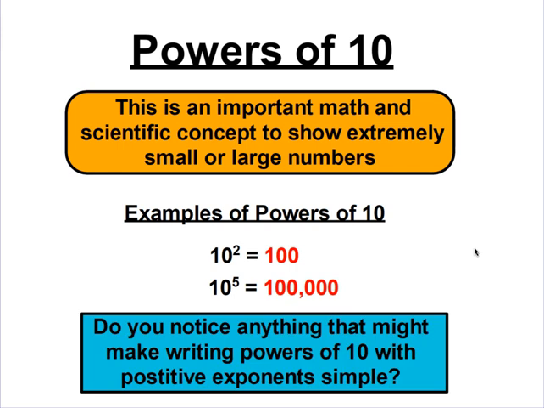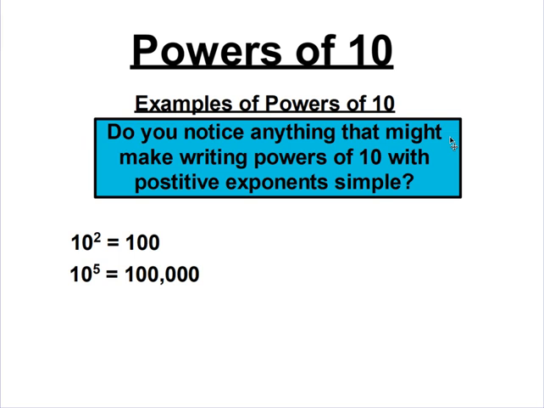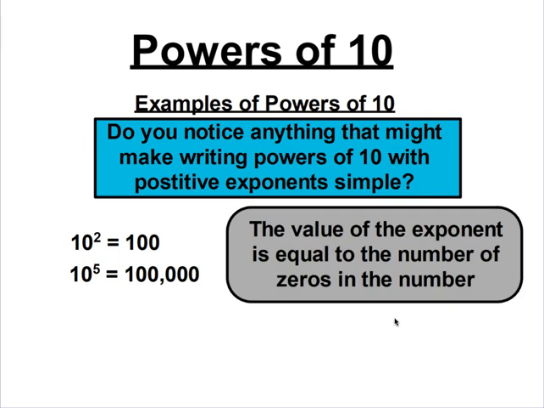What can you tell me about the exponential form and the standard form of each of those? So what do you notice that might make this easier to solve instead of having to write out 10 times 10 times 10 times 10 times 10 and solve it? Okay, well here's what you should notice. The value of the exponent is equal to the number of zeros in the answer in standard form. So 10 to the second power has an exponent of 2, there's 2 zeros. 10 to the fifth power has an exponent of 5, there's 5 zeros.